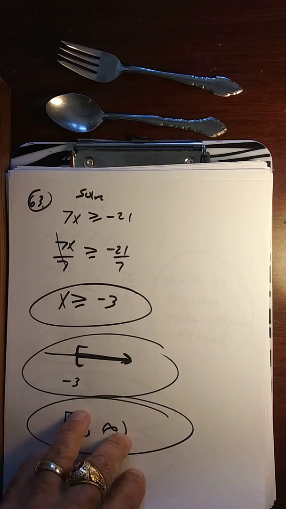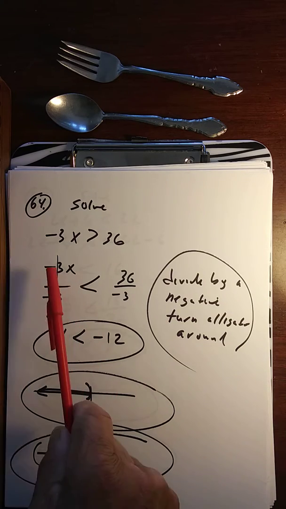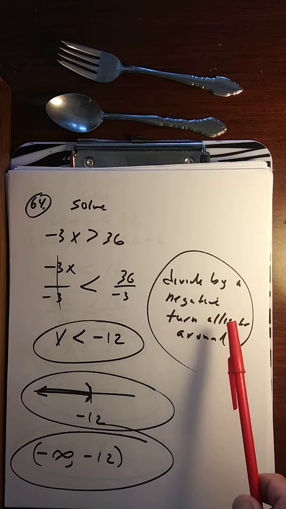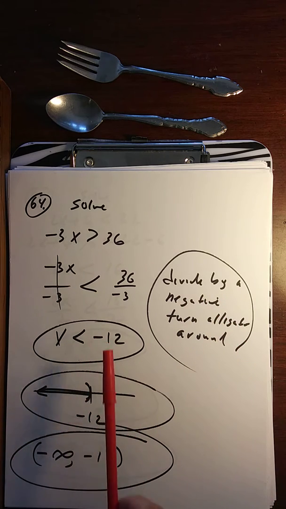This. Divide both sides by -3 and -3. If you divide by a negative, you got to turn the alligator around. So that means that x less than -12 means from -12 this way, or from -12 to negative infinity.